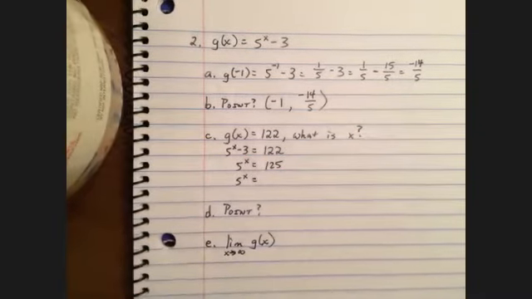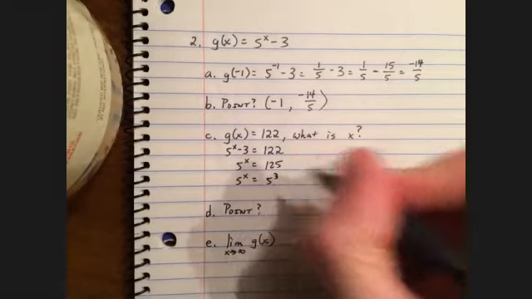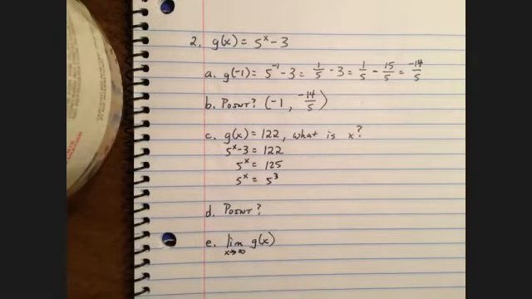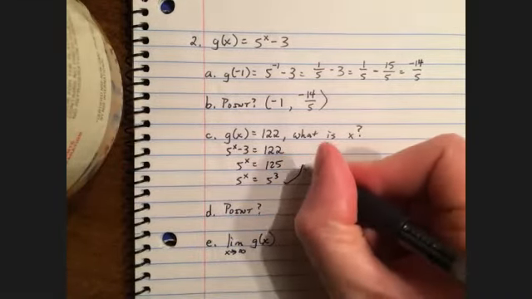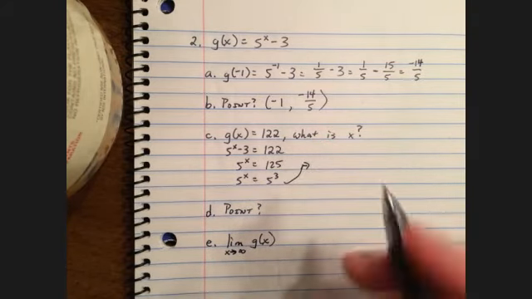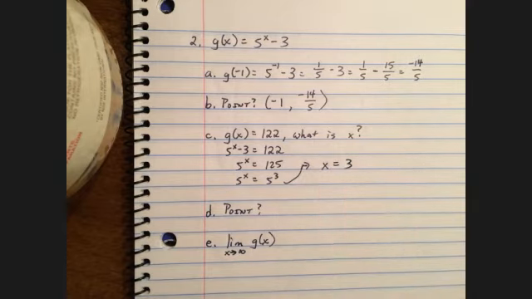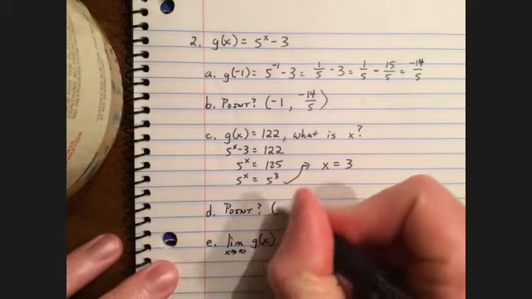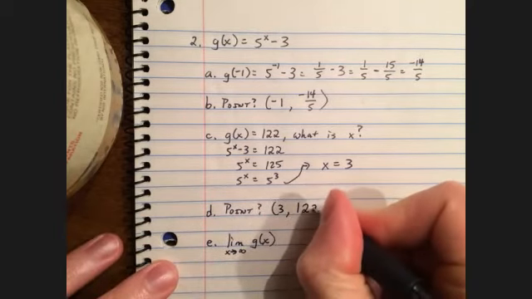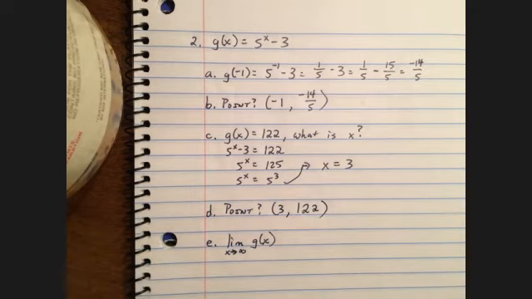Well, 125 is the same thing as 5 to the 3rd power. And just to keep things a little more organized, or at least clear, x obviously has to be 3, because we have that same base, so we need the same exponent, so x has to be 3. Our point, 3 comma 122.